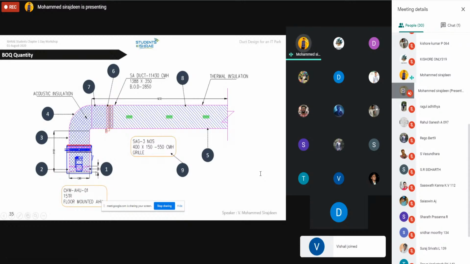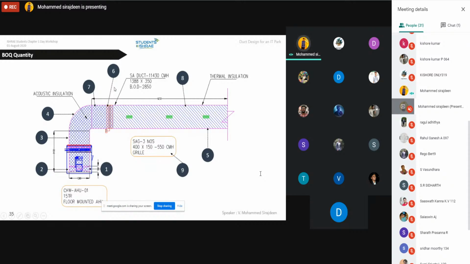Then one elbow will be there, that is number 2. Then straight duct, that is 3. Then again one elbow, that is 4. Again one straight duct, that is 5. Then 6, I have mentioned for the motorized volume control damper. Then 7 as acoustic insulation, and 8 as thermal insulation. 9 is grill. Okay, these are the quantities available. These are the devices, equipment, or duct and ducting accessories available in the drawing.